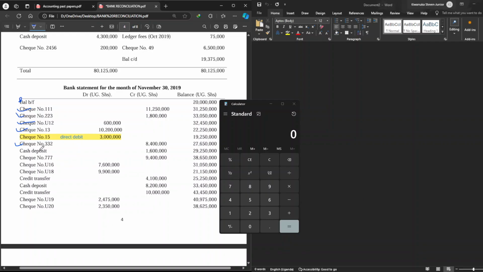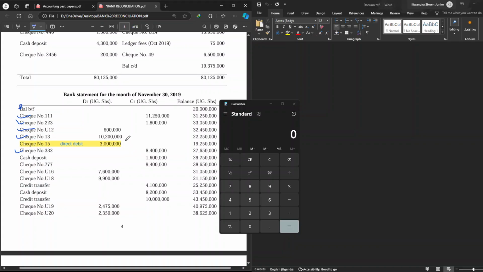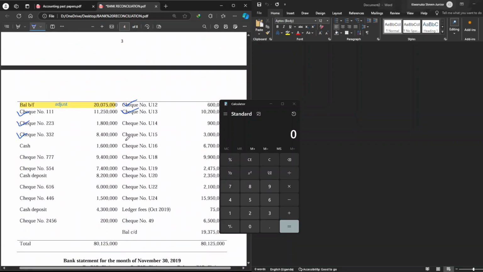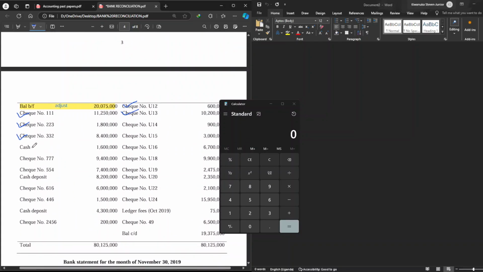I haven't done this one before, so we are doing it together and we know we'll make it. So we see a cash deposit of 1.6. This is cash deposit 1.6. Okay. It is credit side. So come here, go to the cash book, cash deposit 1.6. It should be on the debit side. Yes, it is placed correctly.